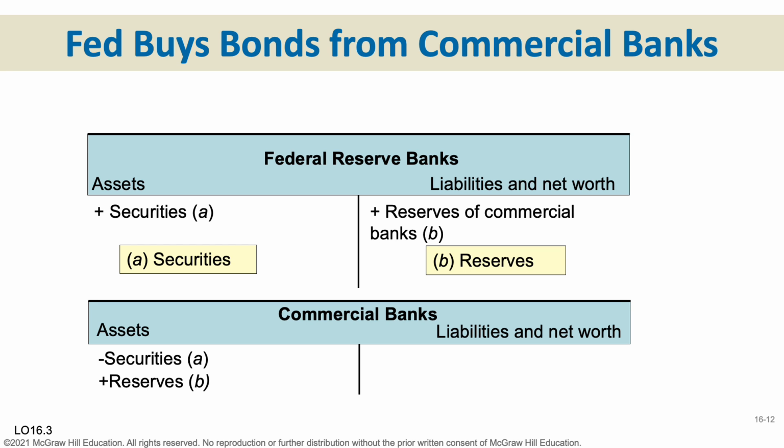You'll be doing this a lot on your homework, so it's important that you follow this through. Look at the plus and the minus sign. Fed buys from banks. So the bank has fewer securities, the Fed has more securities. The Fed has to pay for them, so the reserves go up.